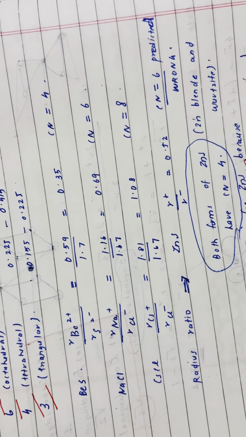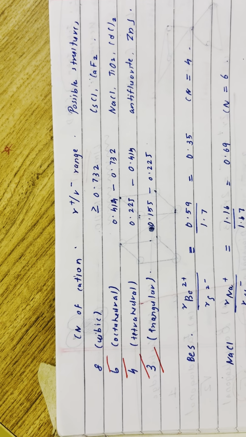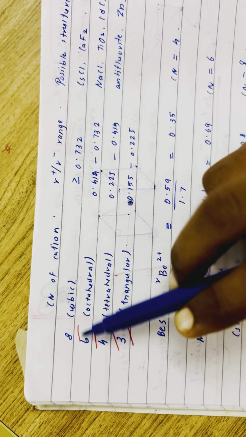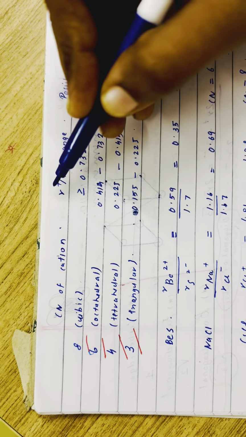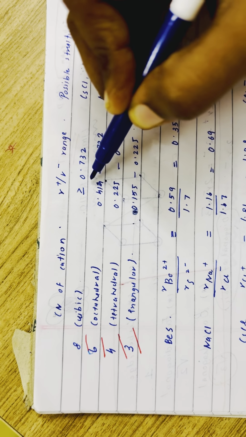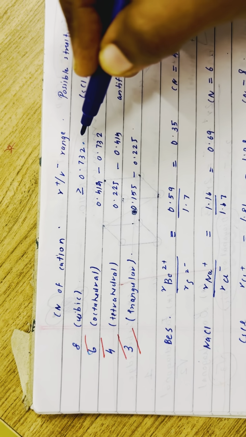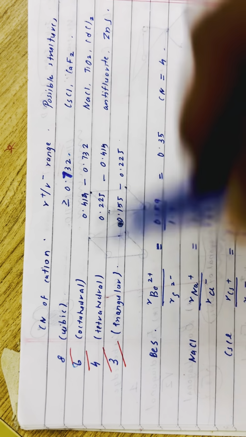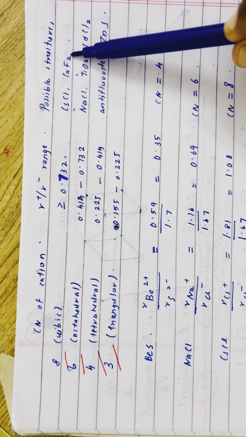So this is the table that you should know by heart. Then only you will be able to tell which is the crystal type. If the coordination number of the cation is 8, meaning cubic 8, and R plus by R minus is greater than or equal to 0.732, then the crystal lattice will be cubic. Examples are cesium chloride and cesium fluoride.